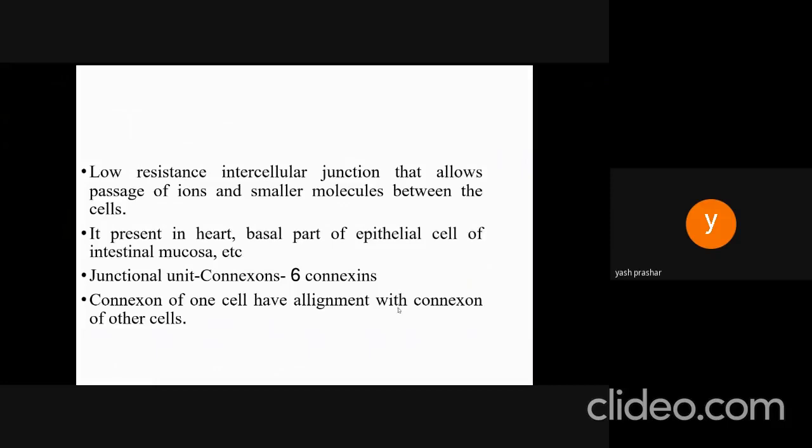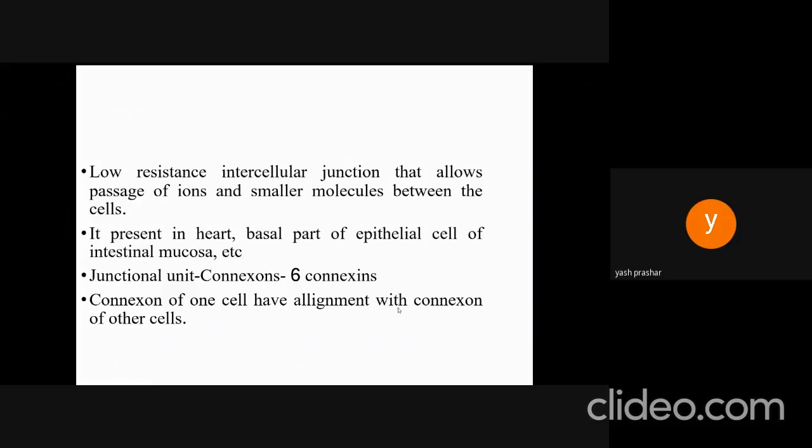So these are also low resistant intercellular junctions, and they allow passage of ions and are present in the heart and basal part of epithelial cells. The junctional unit is a connexon, made of 6 connexins. Basically, at a gap junction, the two plasma membranes from the adjacent cells are joined tightly, packed through hollow cylinders called connexons. A single gap junction may consist of a few or as many as thousands of clusters of connexons.